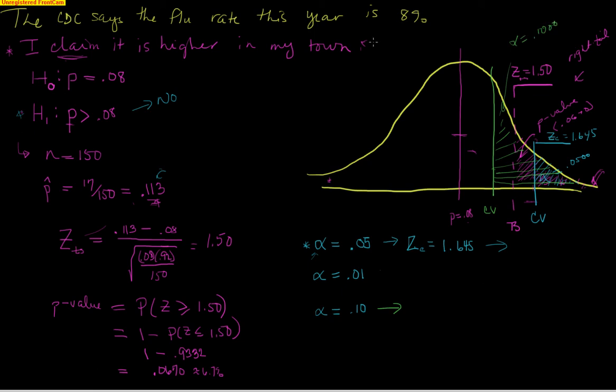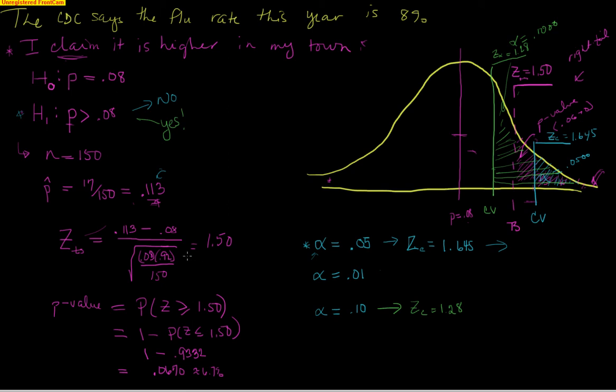Well, what's that z-score? If you go look at your z-table, you will see that at 10%, our critical value is 1.28. All right, and now you can see that this test statistic here, the one in pink, is now in this critical space, right? So at that level of significance, at 10% level of significance, we can say yes. We can say yes. There is something going on in my town.